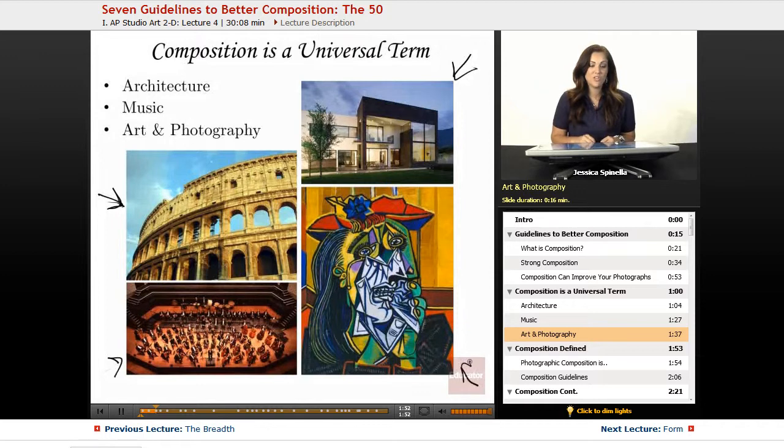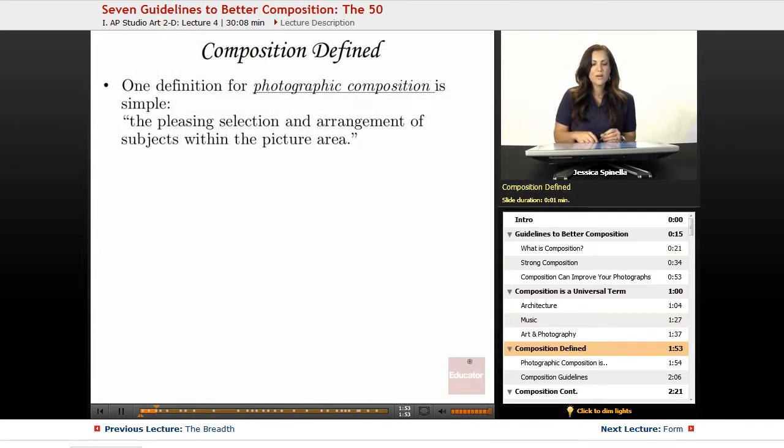So, one definition for photographic composition, as we go specifically into photography, is simple: the pleasing selection and arrangement of subjects within the picture area. There's some information that I can give you to make sure that every single time you take a picture, you are following these guidelines and making strong compositions. So that's what we're looking at today.